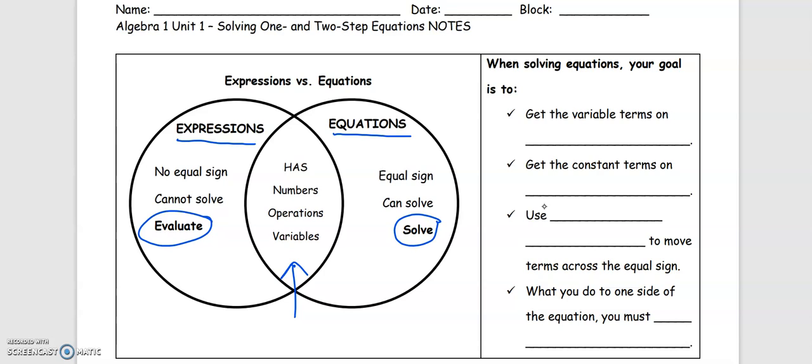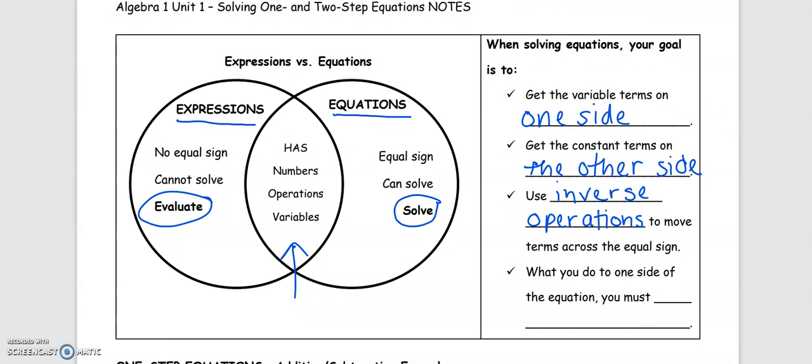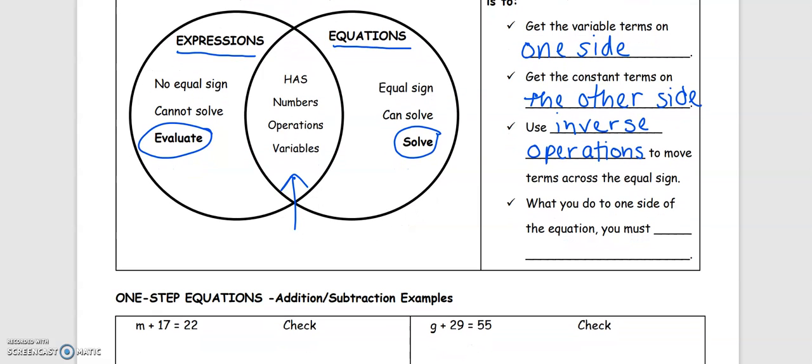When solving equations, your goal is to get the variable terms on one side of the equation sign. Get the constant terms on the other side. We're going to use inverse operations. Inverse meaning the opposite. Inverse operations to move terms across the equal sign. What you do to one side of your equation, you must do to both sides.